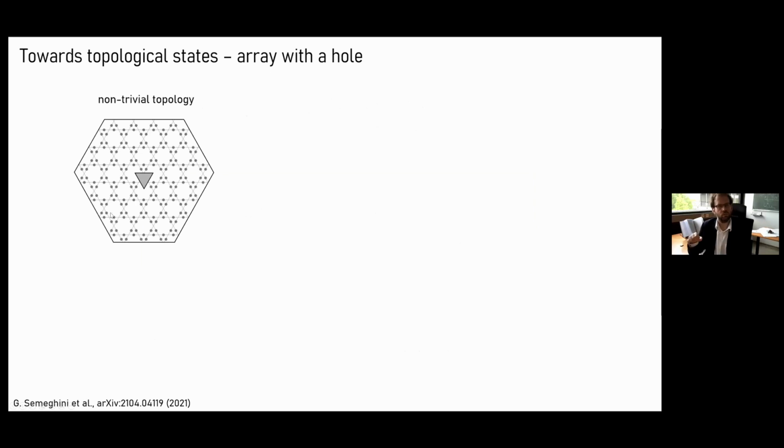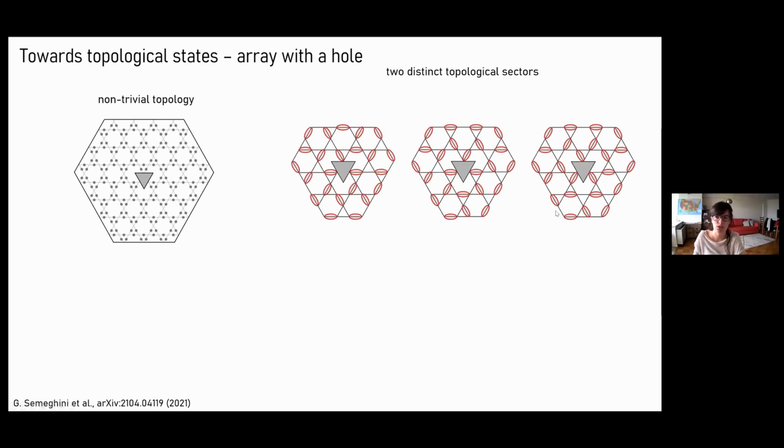So to do this, we need a system with non-trivial topology. And so what we do is add a hole at the center of the array by removing 3 atoms here to create an inner boundary. So in this situation, we are creating 2 distinct topological sectors for the dimer coverings.